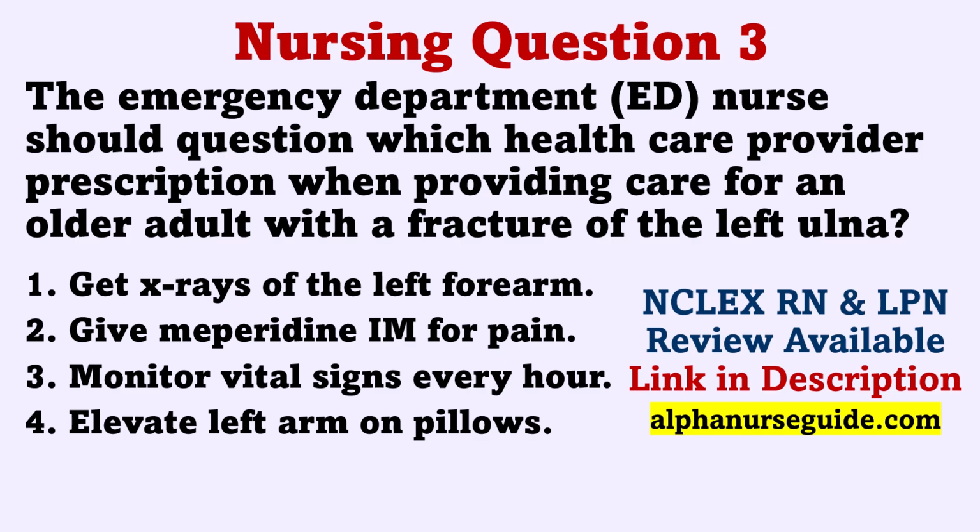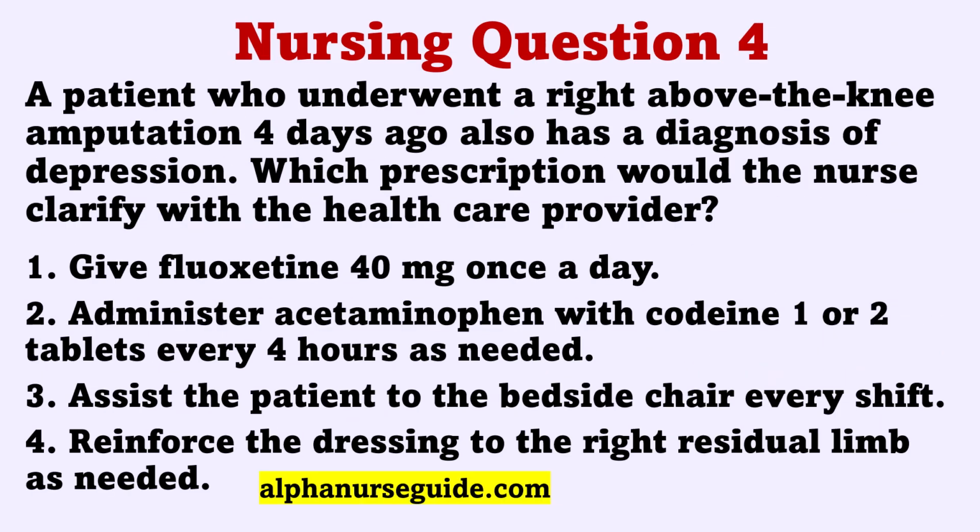A patient who underwent a right above the knee amputation 4 days ago also has a diagnosis of depression. Which prescription would the nurse clarify with the healthcare provider? 1. Give fluoxetine 40 milligrams once a day. 2. Administer acetaminophen with codeine 1 or 2 tablets every 4 hours as needed. 3. Assist the patient to the bedside chair every shift. 4. Reinforce the dressing to the right residual limb as needed.